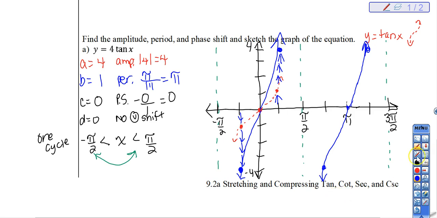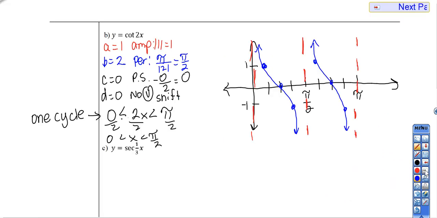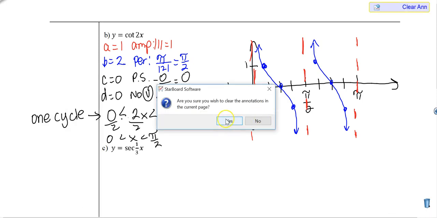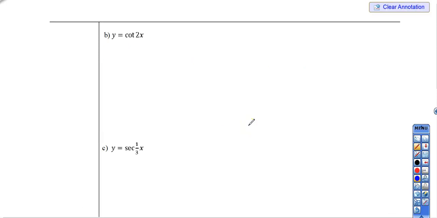Okay, now we're going to quickly go and do the last problem because we have about 6 minutes left of class. I'm going to clear this out and we'll start again. So we're also going to do example B, where we have y equals cotangent of 2x. So I'm going to start with identifying my A, B, C, and D. A is 1. So that means my amplitude is the absolute value of 1 or 1. So at my 45-degree angles, I'm just going to hit the 1 and the -1.